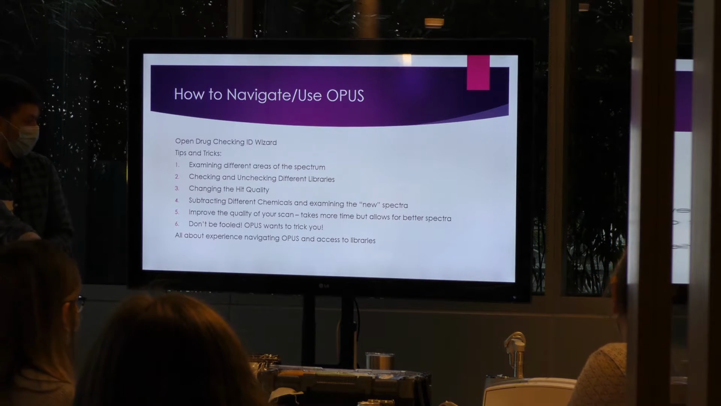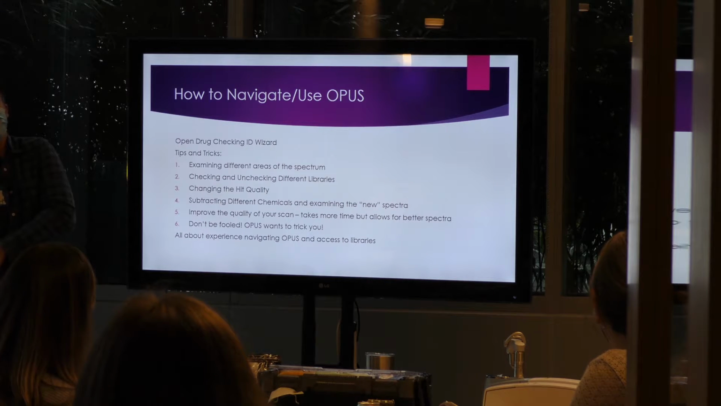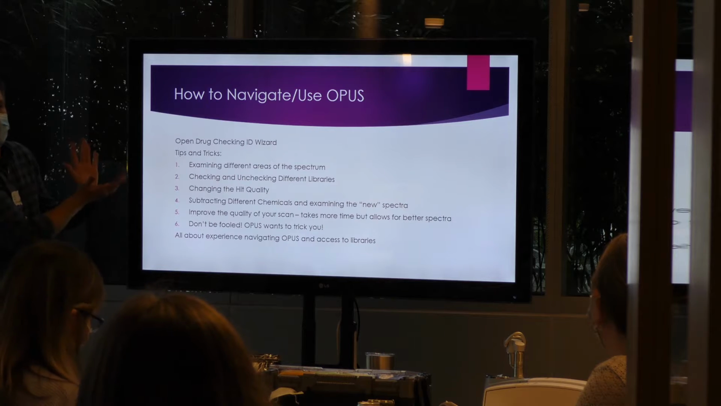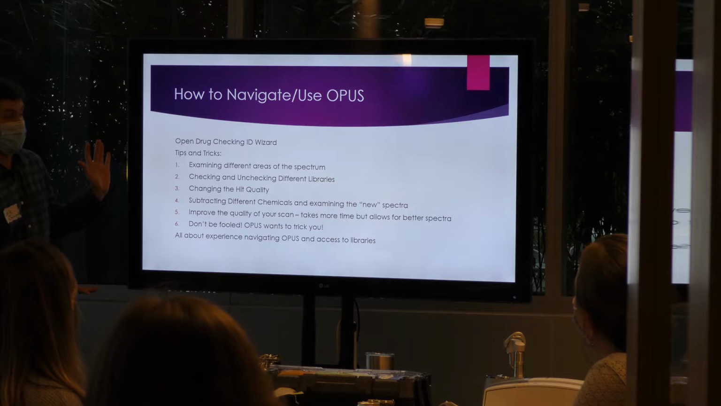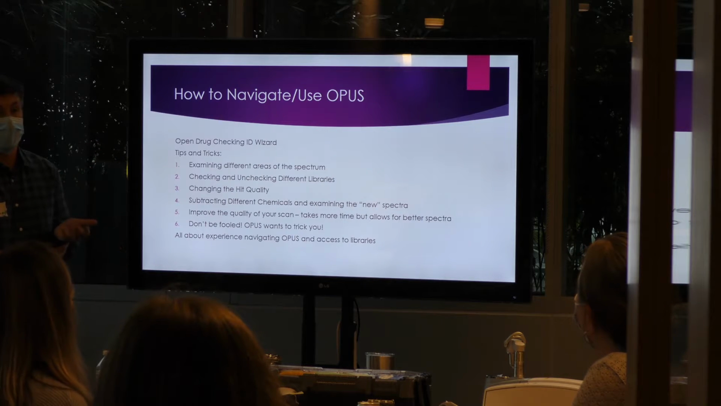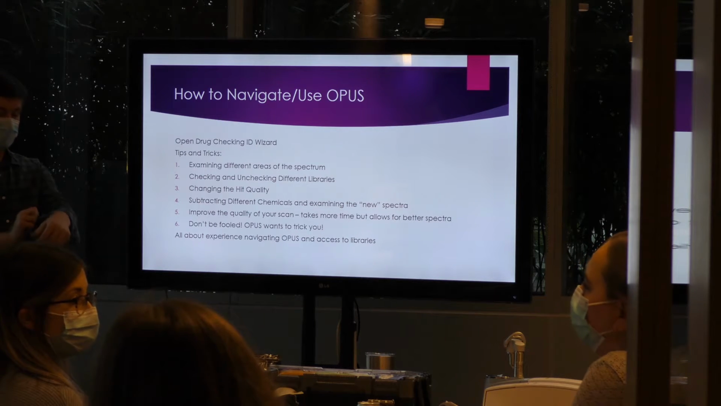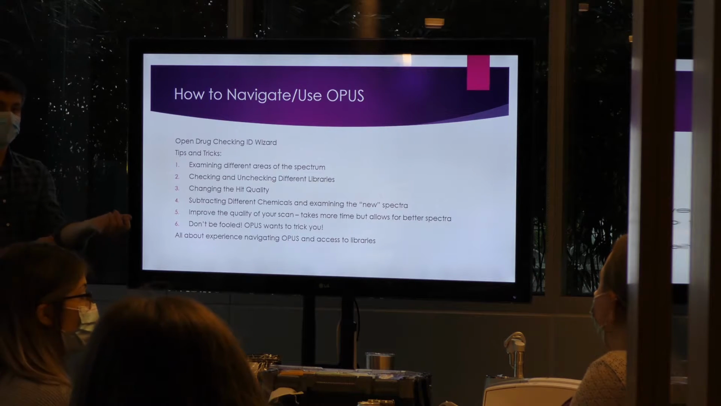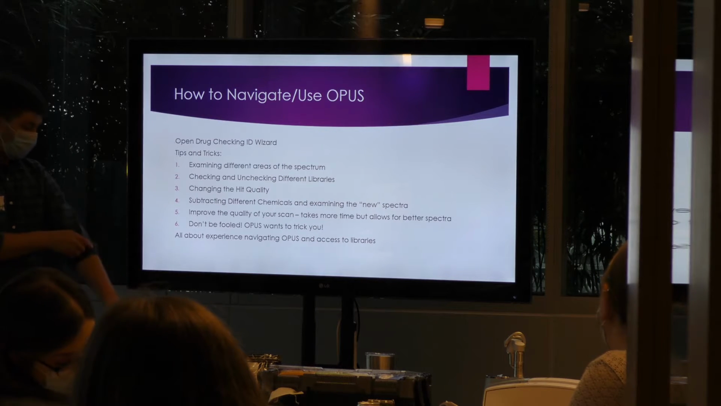So basically it's all about experience, navigating Opus, and having access to enough libraries that you'll see the chemicals that you expect to see in your drug supply. Because if there are only a few libraries that actually have xylazine, even though it's becoming pretty common, you have to have that one checked if you have any chance of seeing xylazine. We're at like 86% of our real overdoses having xylazine.